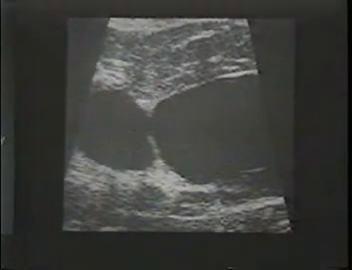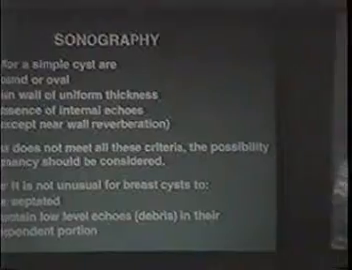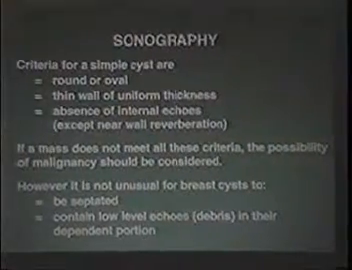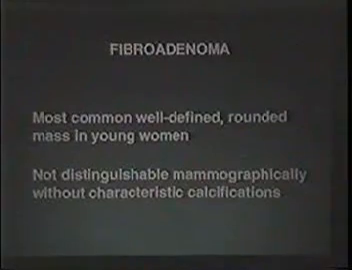The criteria for a simple cyst are that it's round or oval, it has a thin wall of uniform thickness, and it has an absence of internal echoes. If it doesn't meet these criteria, then it is not a simple cyst. And I think Dr. Bassett's going to talk a little bit about ultrasonography later, so we'll skip over the rest of that.